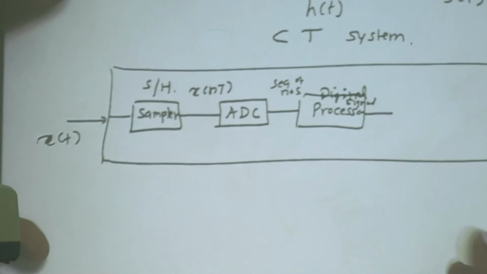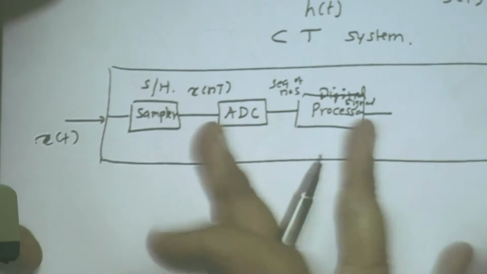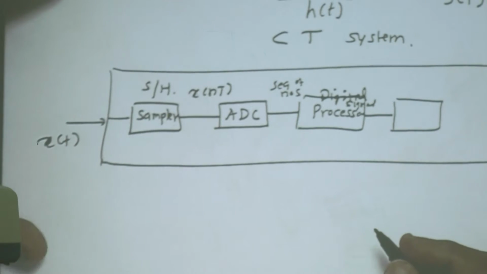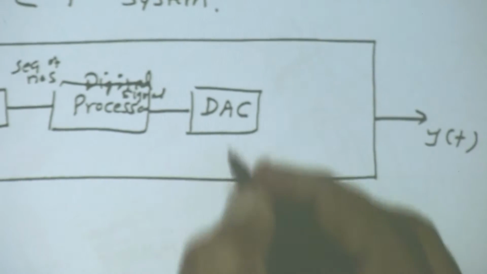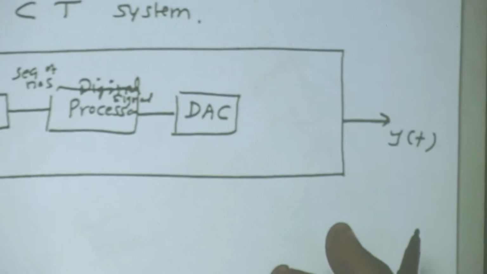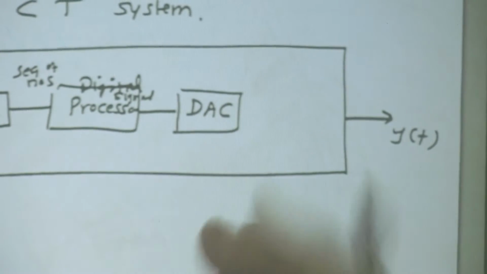Now the digital signal processor has an algorithm, something like a filtering algorithm, which is presented, and the sequence of numbers is processed. I want to convert that back to analog, so I must make use of a DAC. What is the DAC doing? The DAC is converting the digital values into corresponding analog values.